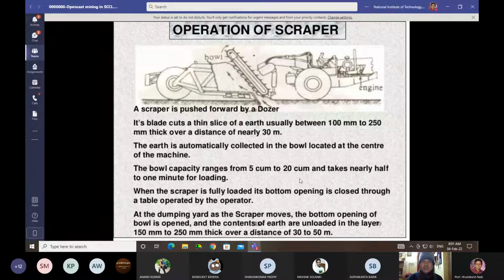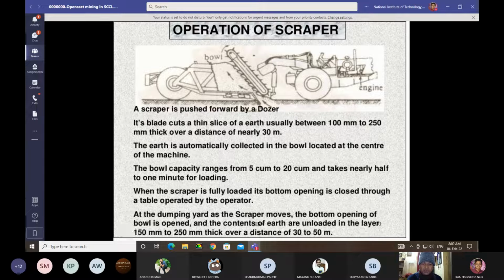So by the help of this cutting chain, the material is cut and taken to this bowl. The bowl capacity is 5 cubic meter to 20 cubic meter, and after the bowl is filled up by the material, the machine moves forward and transports the material to its destination. When the scraper is fully loaded, its bottom opening is closed. After the bowl is filled up, its bottom opening is closed through a lever operated by the operator.